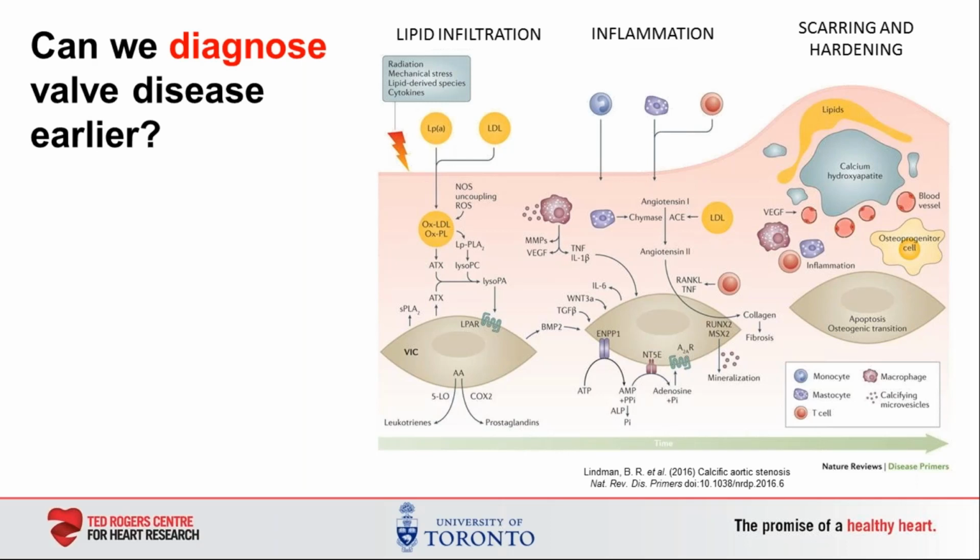Maybe some of that can be reversed, but certainly if we could identify the valves that are on their way to becoming scarred and hardened earlier, there may be opportunity for some other therapies to be effective. And so next slide.